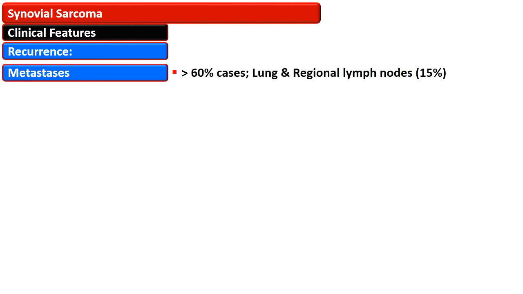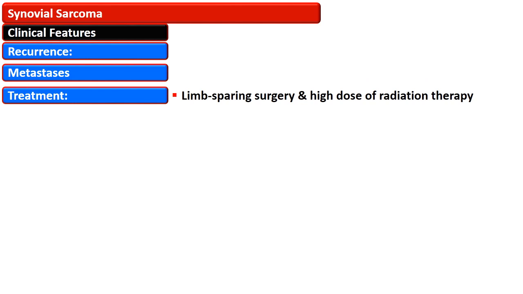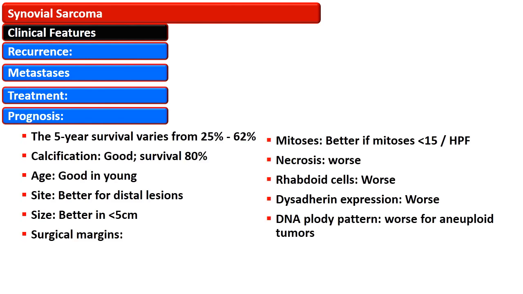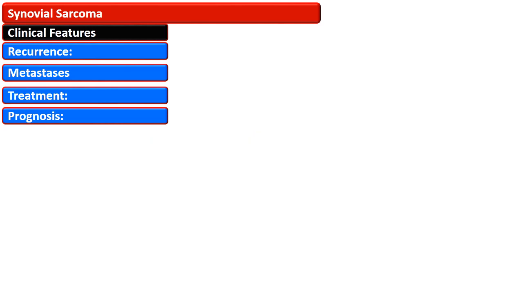The recurrence rate for synovial sarcoma is high. More than 60% of cases metastasize, going to the lung, and to regional lymph nodes in 15% of the cases. The treatment of this lesion is limb-sparing surgery and a high dose of radiation therapy, and the 5-year survival varies between 25 and 62%, depending on a variety of factors. One is calcification: if there is calcification, the prognosis is good and survival is about 80%. The prognosis is also good in younger age.